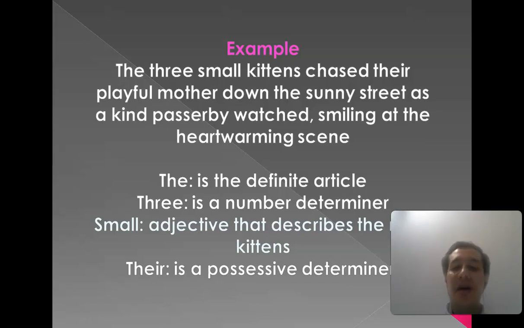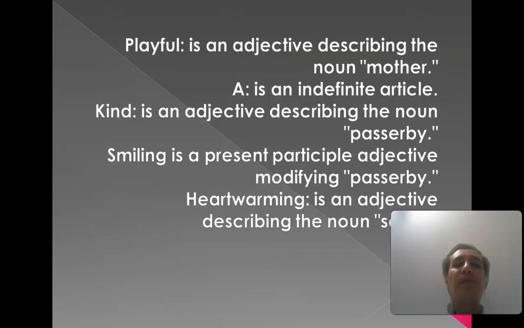The is the definite article. Three is a number determiner. Small is an adjective that describes the noun kittens. Their is a possessive determiner. Playful is an adjective describing the noun mother.